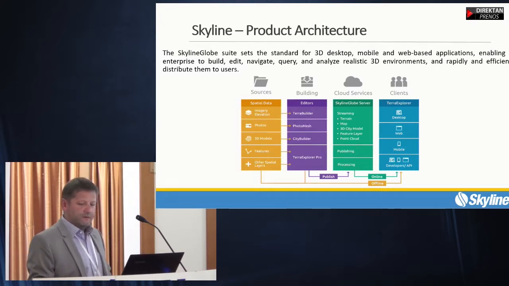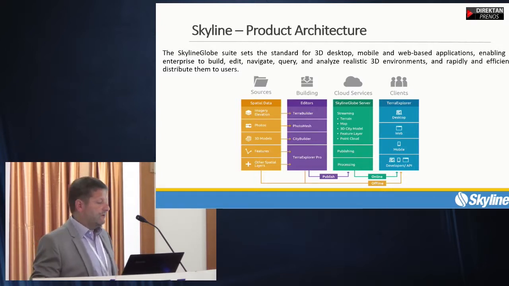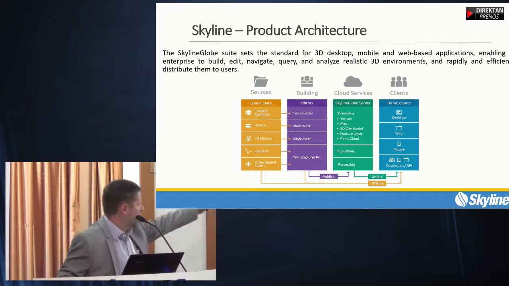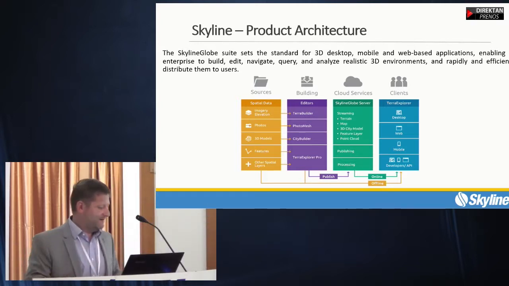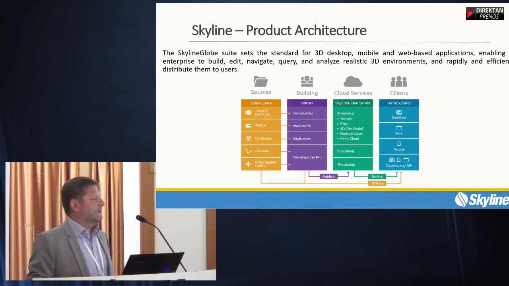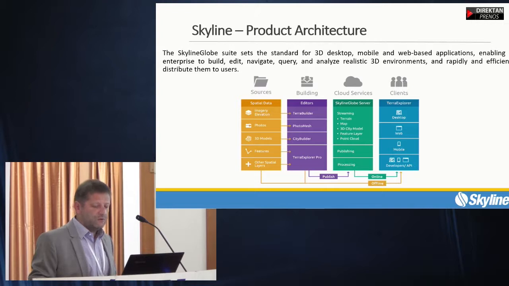Product architecture. So we have those blue products over there. Those are the products which are designed to build up the model and to edit the model. This green one is Skyline Globe Server. That's our cloud solution, private cloud solution.